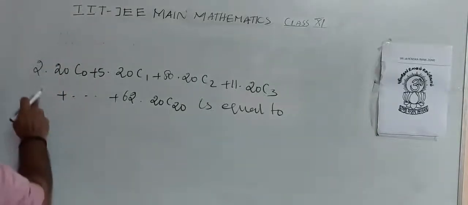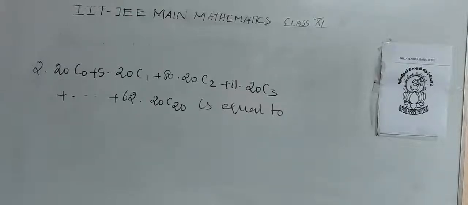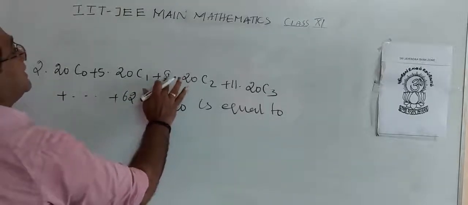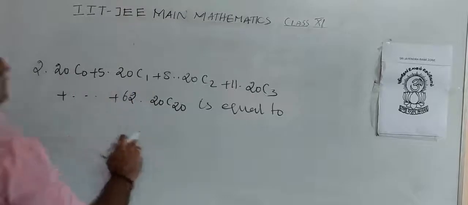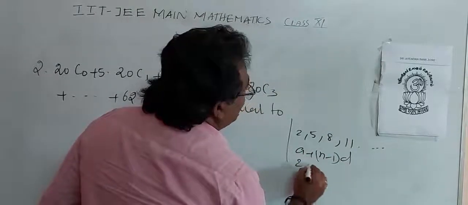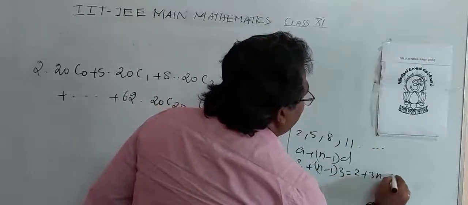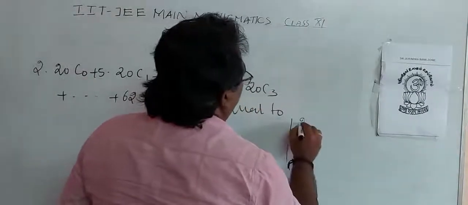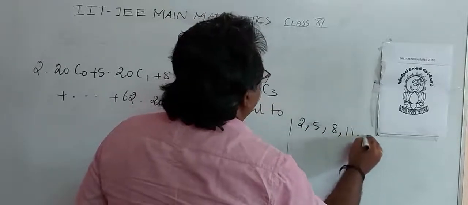You see here 2, 5, 8, 11. This is an arithmetic progression: A plus (n minus 1) D, that is 2 plus (n minus 1) into 3, which is 2 plus 3n minus 3. 2, 5, 8, 11.